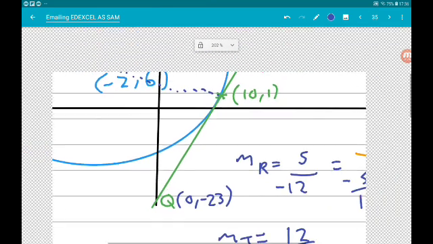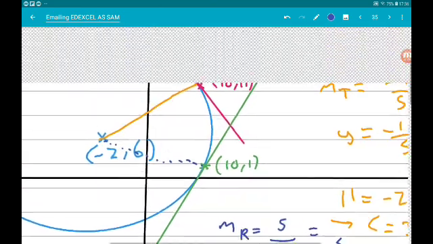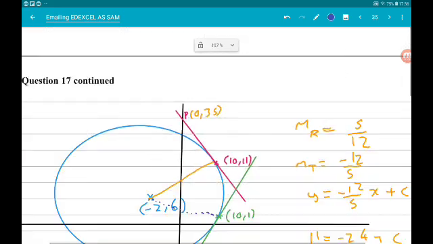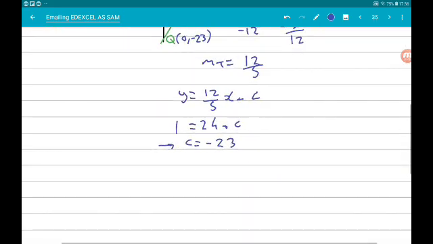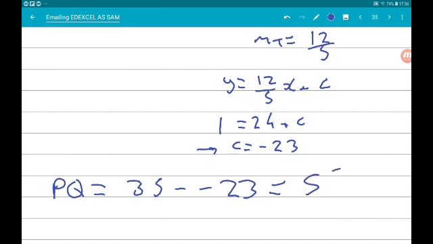So we now know the distance PQ is from minus 23 up to 35. So PQ is 35 minus 23... sorry, 35 minus minus 23, which is indeed 58. Boom. And on that, guys, paper 1 is done.